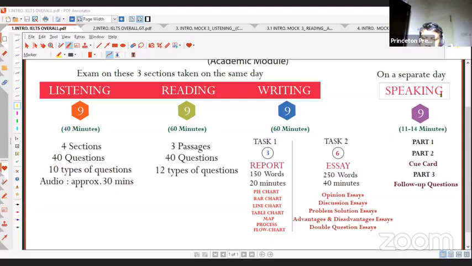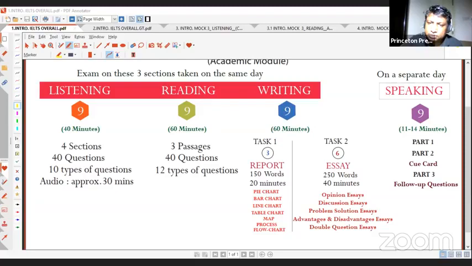You don't have to write all of these. Just one. You'll be given one, and you don't have any option to choose which essay you are going to write. The same thing goes with task 1. You'll be given just one graph from the types I told you, and you don't have the option to choose any of these. Whatever is given, you'll have to write.